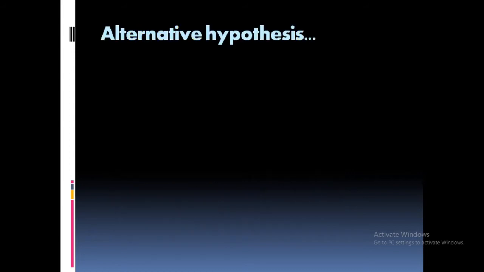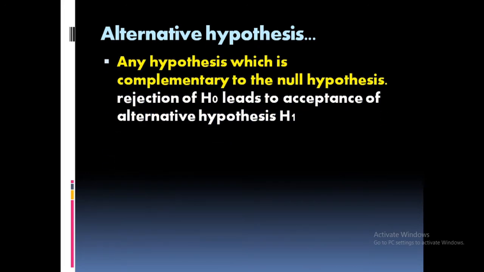Now, next, the alternative hypothesis. What is the alternative hypothesis? Any hypothesis which is complementary to the null hypothesis is called the alternative hypothesis. So, rejection of H0, meaning rejection of the null hypothesis, leads to acceptance of the alternative hypothesis, or H1. Understood?